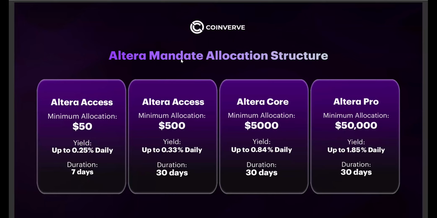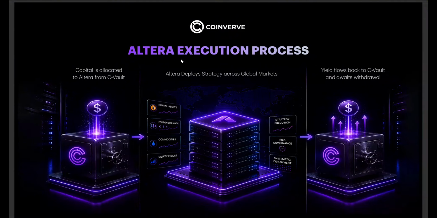Each mandate represents a different level of allocation capacity, risk exposure, and capital horizon. This allows investors to participate in the system in a way that aligns with their objectives. Altera operates as a multi-market execution engine within the Coinverve network. Capital first enters the system through the platform and is allocated to Altera mandates. From there, the Altera engine deploys systematic strategies across multiple global markets, including digital assets, foreign exchange, commodities, and equity indices. Each strategy operates under defined risk governance parameters, ensuring disciplined capital deployment.